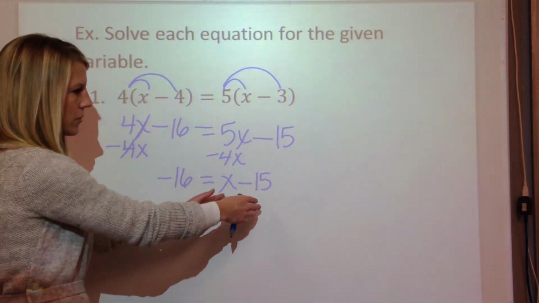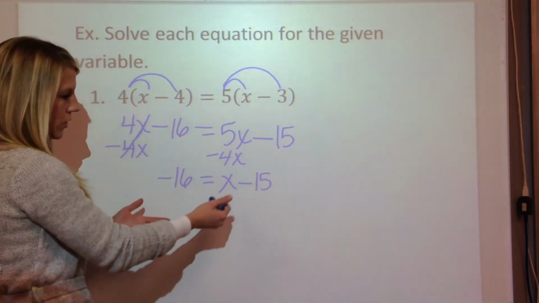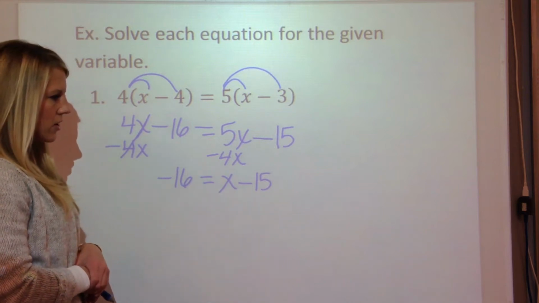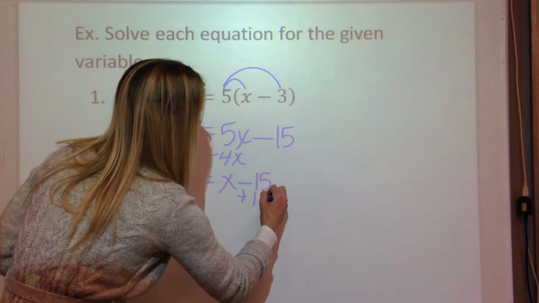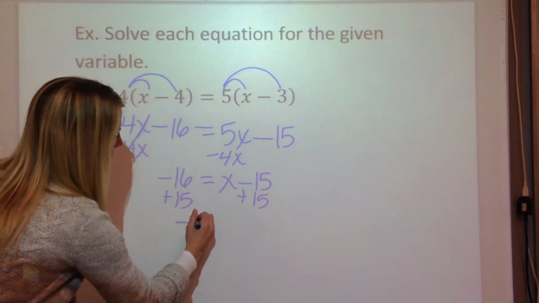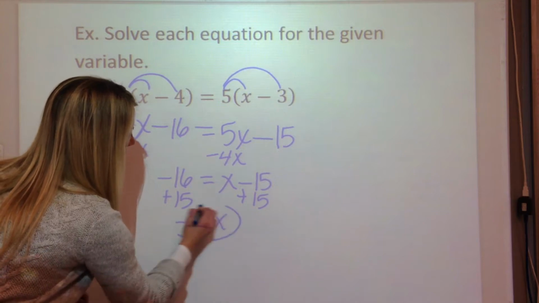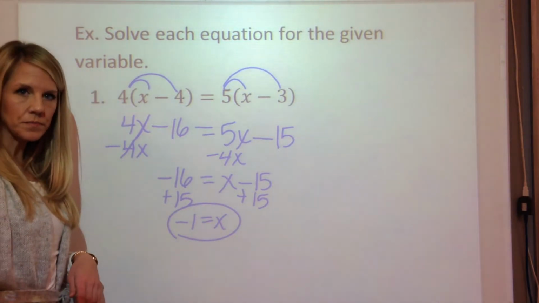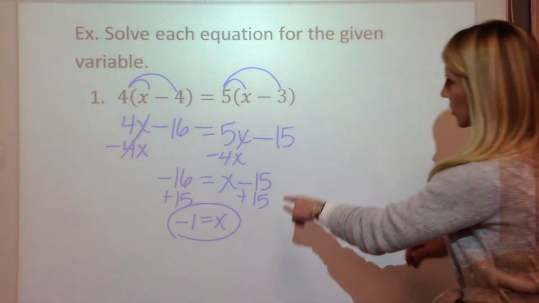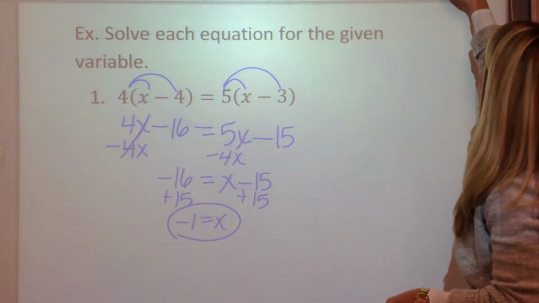So now, I have the variable on one side, but I still need to move those numbers. And also notice that x is already by itself. 1 times x is just x. So how do I do that? I add 15 to both sides. Negative 16 plus 15 is negative 1. So x equals negative 1. So we're finished. We know what x equals. And again, you can always check that by plugging into the original problem.